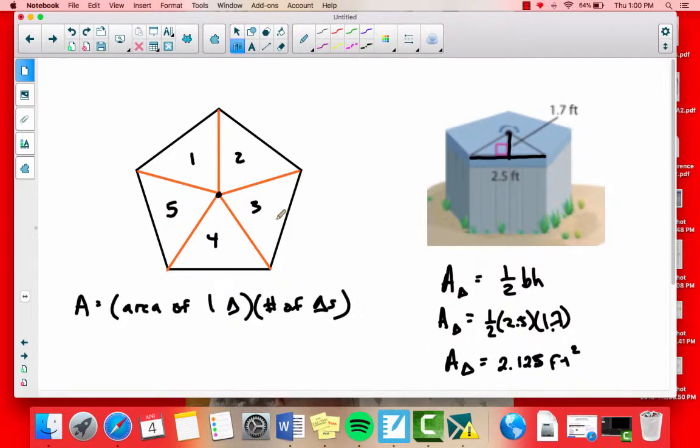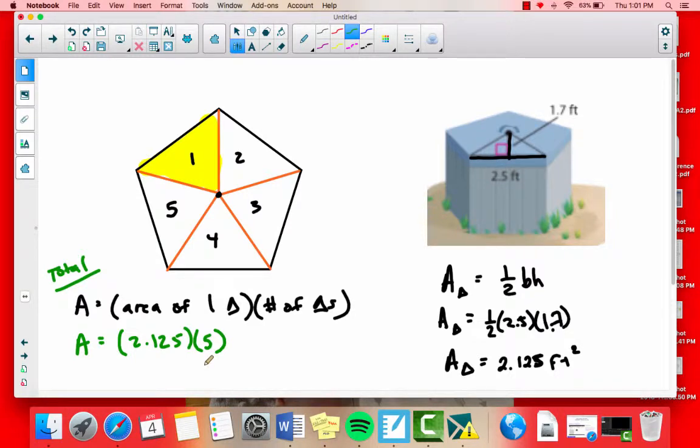Okay, but that's just one triangle. So we basically just found this area here. But I want to find the total area. So what we need to do is multiply by the number of triangles. So I'm going to have here that my total is going to be that 2.125 times the number of triangles we have, which is 5. And notice that the number of triangles that were created matches the number of sides that we had. So we had a pentagon, which is 5 sides. So that's the number of triangles we're going to also have.